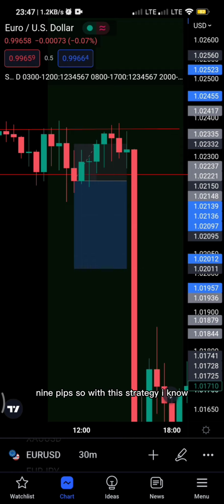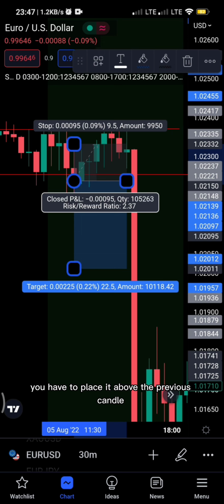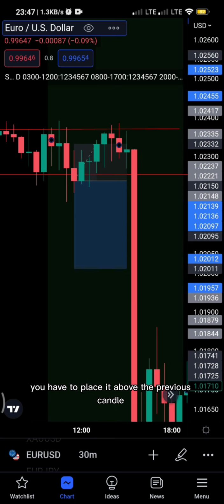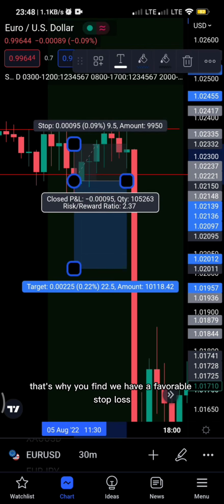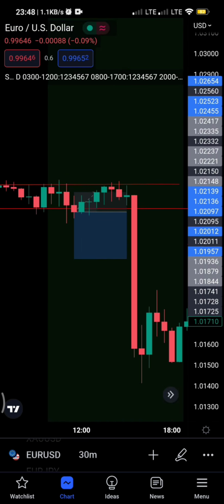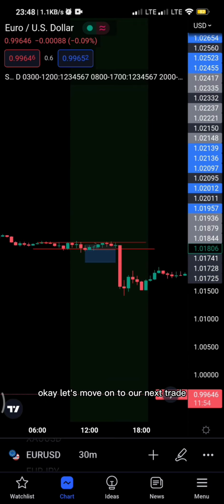With this strategy, I know many of you are wondering where you place your stop loss. You have to place it above the previous candle. That's why you find we have a favorable stop loss. Okay, let's move on to our next trade.